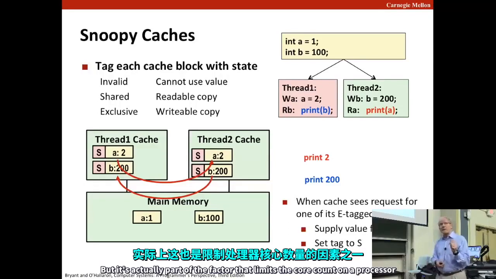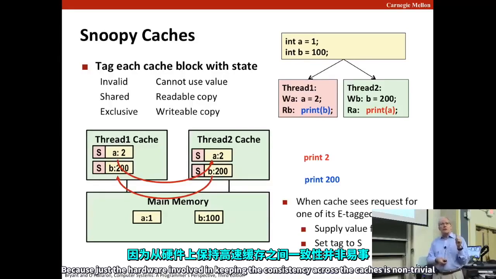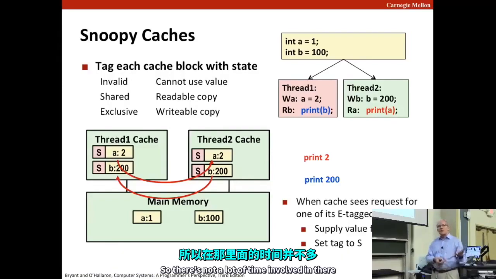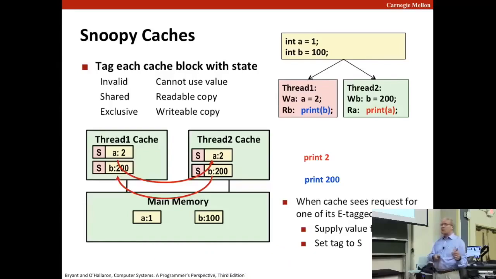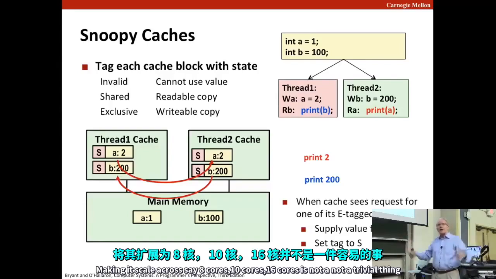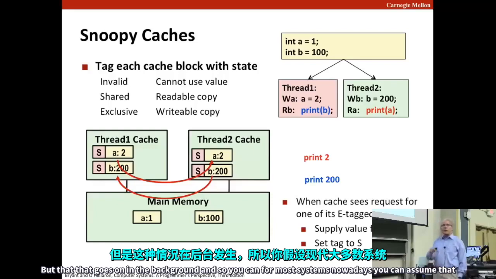But it's actually part of the factor that limits the core count on a processor, because the hardware involved in keeping the consistency across the caches is non-trivial. It has to work very fast. We're talking about cache-rate access speeds, so there's not a lot of time involved. Implementing this, making it run, making it scale across, say, 8 cores, 10 cores, 16 cores is not a trivial thing. But that goes on in the background.